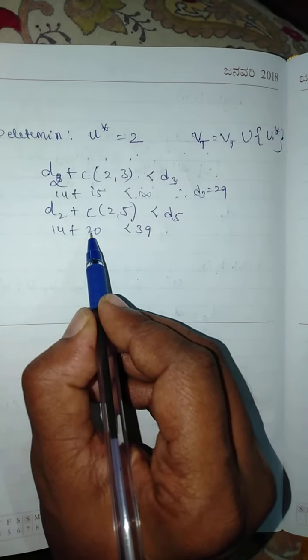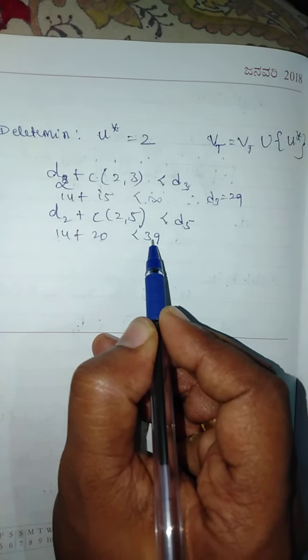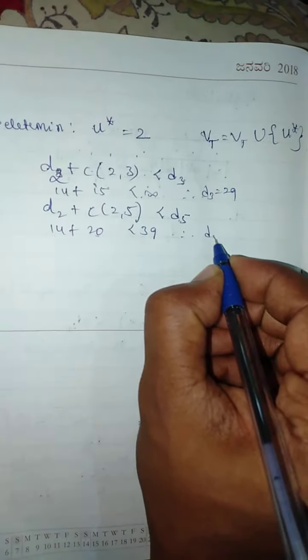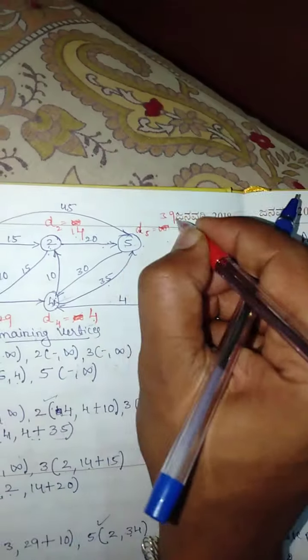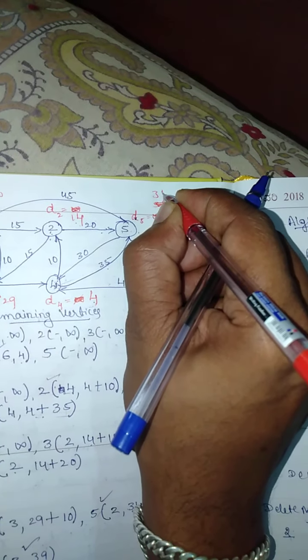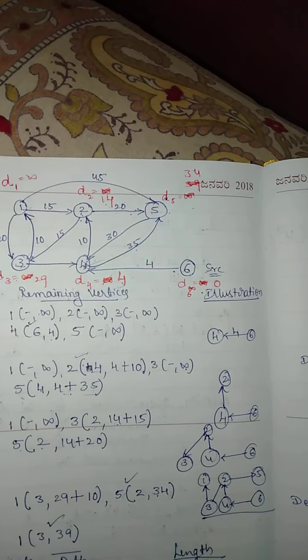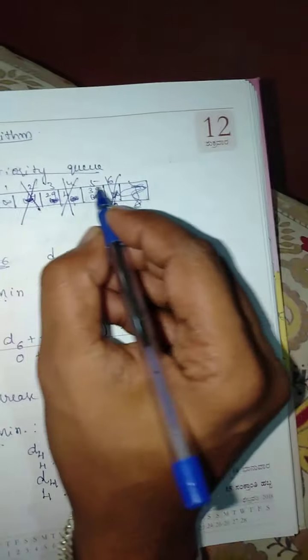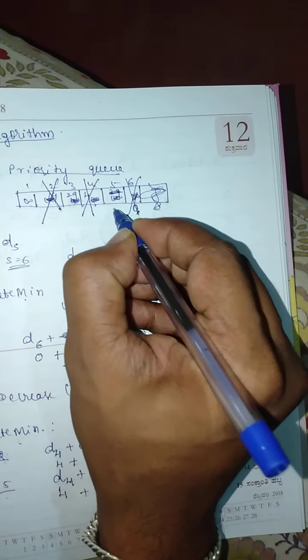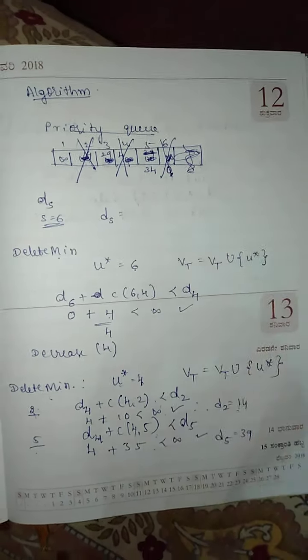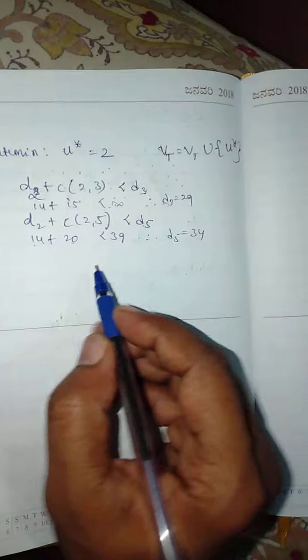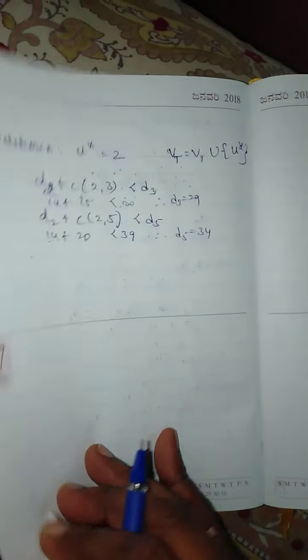Similarly, for D5, this is 34, less than 39. Is it true? Yes. So update D5 to 34. D5 updated to 34. It was 39, we are updating to 34. All right. So for 5, it was 39, I will update it to 34. Done. Next. So we are done, and again apply the delete min operation.